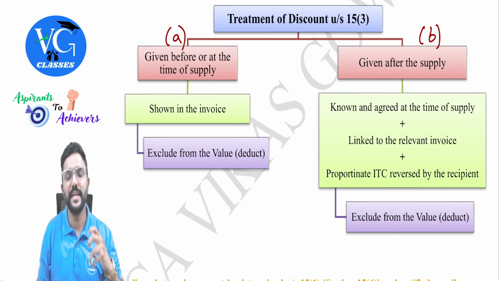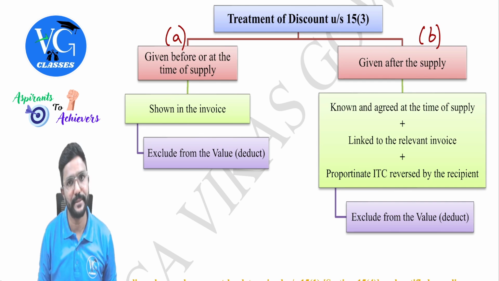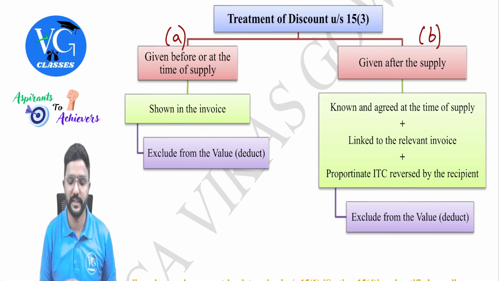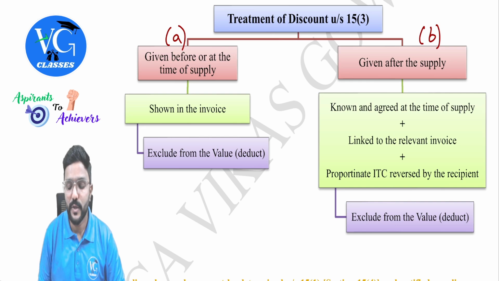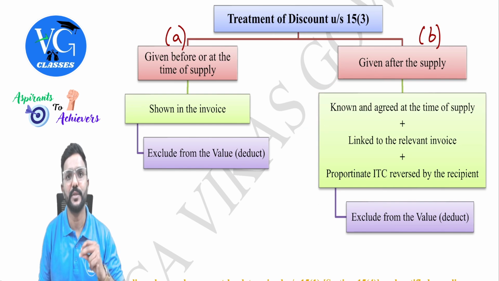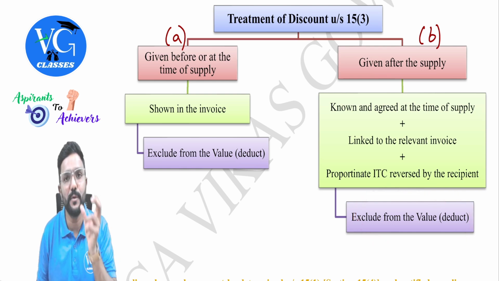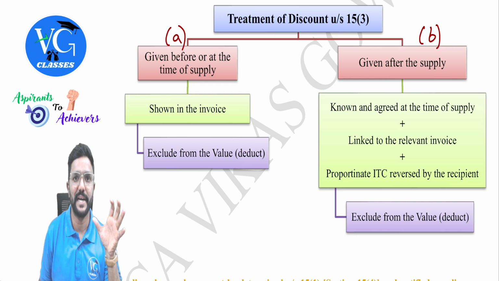As discount is already given at the time of supply and recorded in the invoice, can it be excluded while calculating the value of supply? Yes. So in my example, the value of supply would be 9 lakh. Got it? Yes, sir. Next, coming to clause B. Discount is given after the supply. Okay, but the following three conditions have to be satisfied. If all the three conditions are satisfied, only then we can exclude the discount component from the value. Sir, what if any one of the conditions is missing? Then we cannot exclude it, guys.